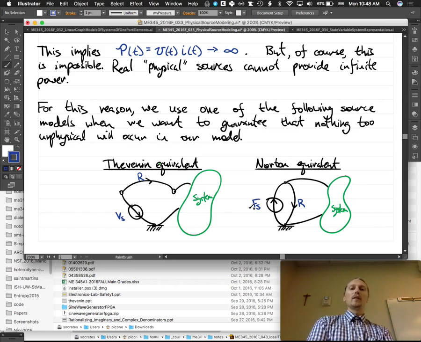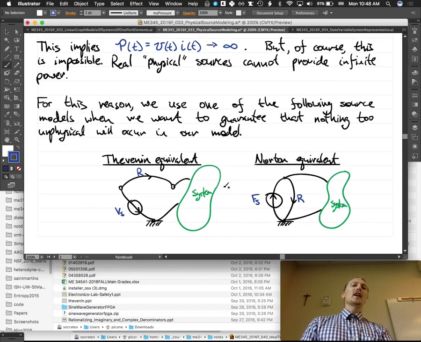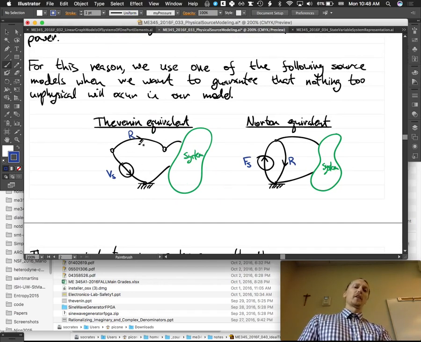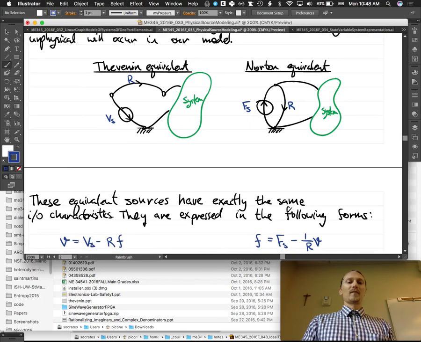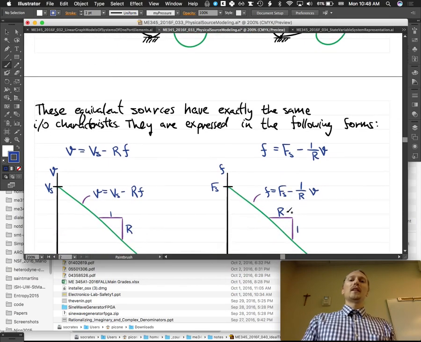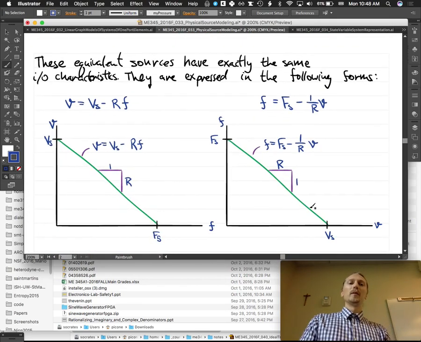So a Thevenin equivalent and a Norton equivalent are the two types that we'll do, just like before, but now we can draw them like linear graphs, which is very similar to the circuit diagrams, right? These equivalent sources have exactly the same input-output characteristics. They're expressed in the following forms.